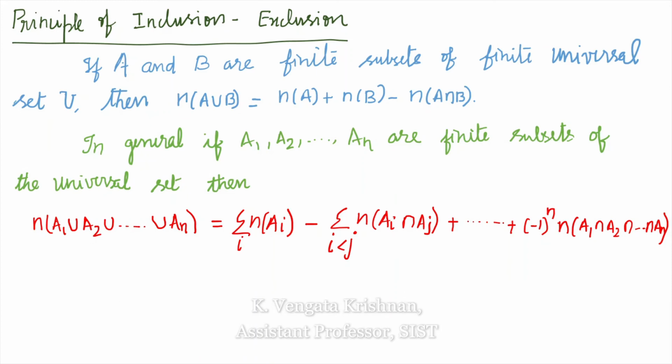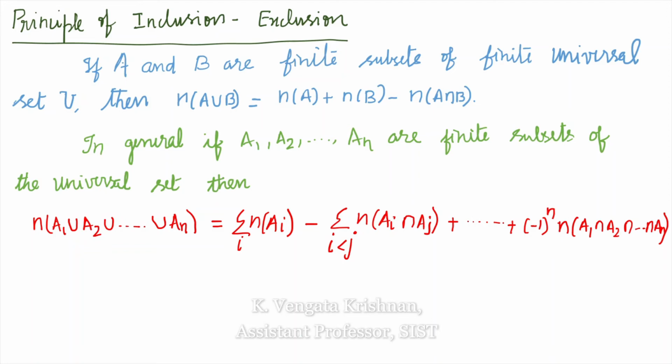Now let's move on to the principle of inclusion and exclusion. This is the one we have already learned in our set theory. If there are two sets A and B, both finite, that is, their cardinal numbers are finite, and also subsets of the universal set, which is also finite, then n of A union B is equal to n of A plus n of B minus n of A intersection B.